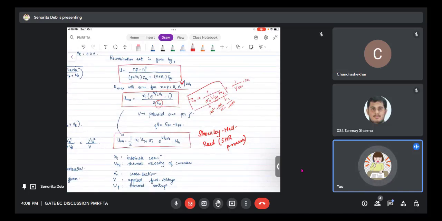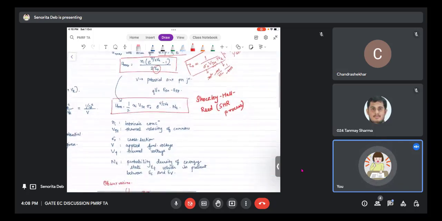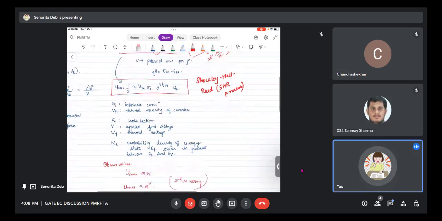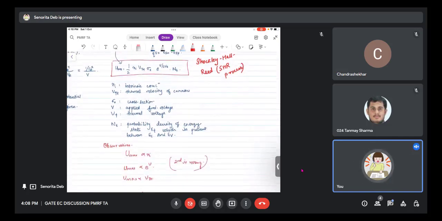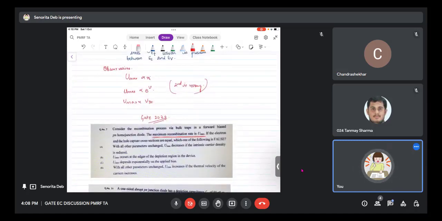Umax equals half Ni Vth sigma naught e to the power V upon 2 Vt Nt, where Vth is the thermal velocity. From here you can now compare with whatever your question had asked. Umax is directly proportional to Ni, Umax is directly proportional to e to the power V, and Umax is directly proportional to the thermal velocity. In the question it is asked, Umax decreases with intrinsic carrier density. So this is true. Umax is directly proportional to Ni, so if Ni decreases, Umax decreases. Now see option C. Leave B for now.